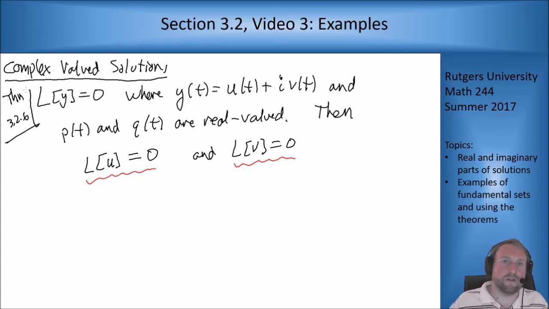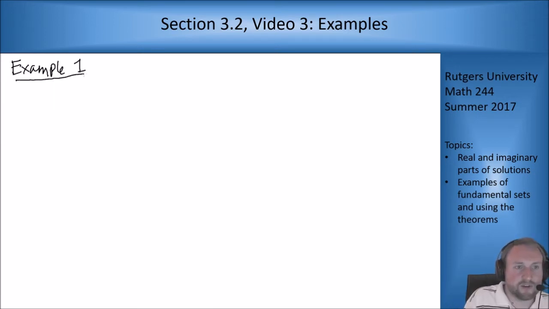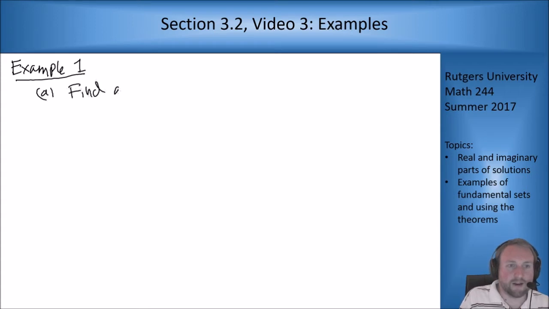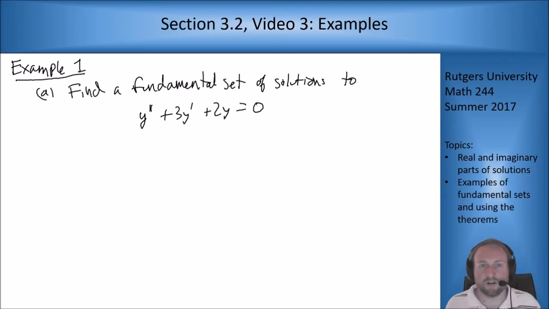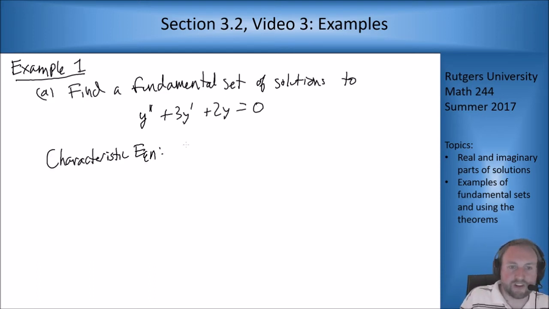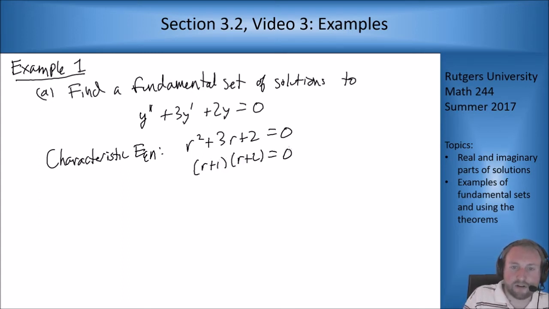So let's go ahead and jump into our examples for this video. Example 1, part A. Find a fundamental set of solutions to y double prime plus 3y prime plus 2y equals 0. So how do we find solutions? Well, first, let's find two solutions and then make sure they're a fundamental set. So my characteristic equation is going to be r squared plus 3r plus 2 equals 0. And this factors: r plus 1, r plus 2 equals 0.